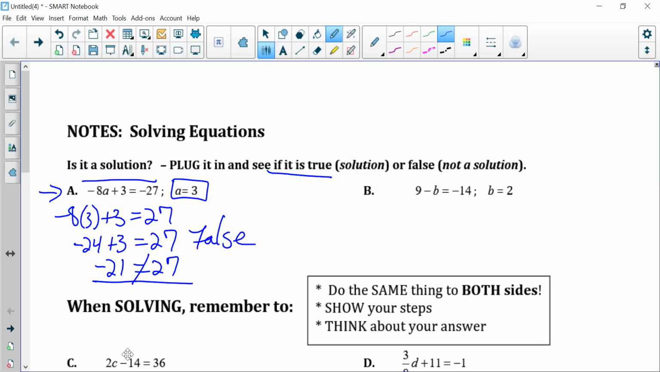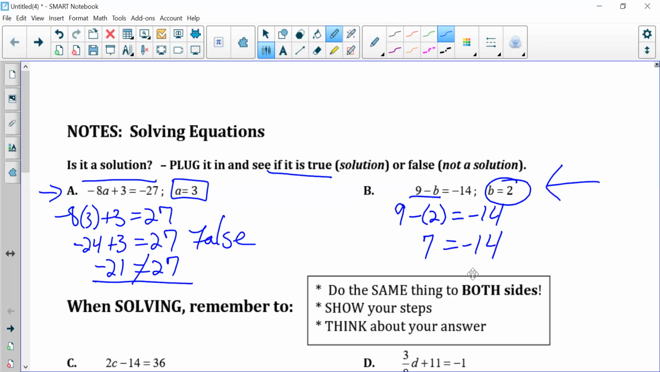All right, let's go over here to B. And we're going to do the same thing. Everywhere we see B in this expression, we're going to plug in 2. So 9 minus 2 equals -14. 9 minus 2 is 7 equals -14. No, 7 doesn't equal -14. That doesn't work either. This one is also false.